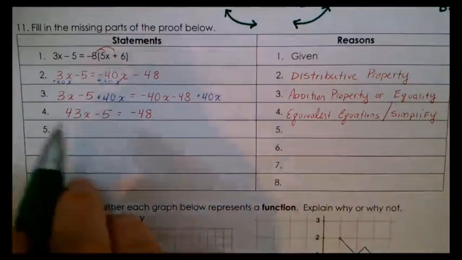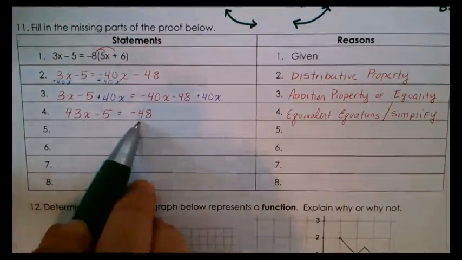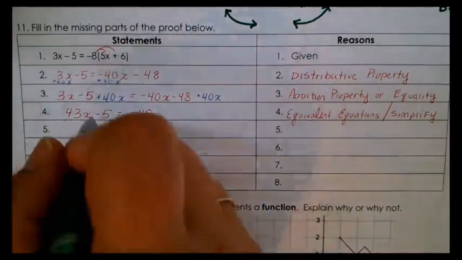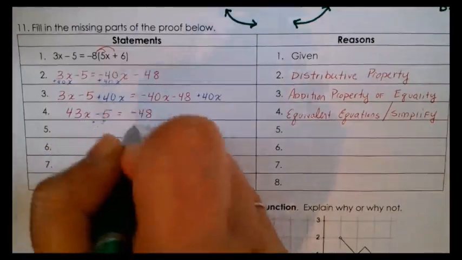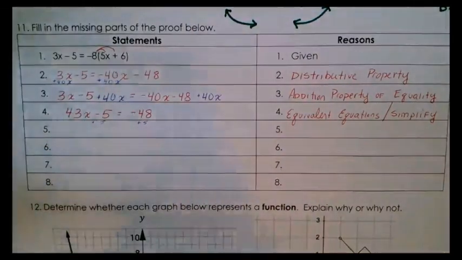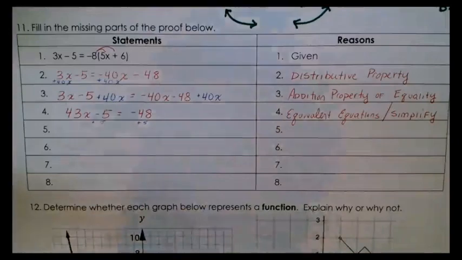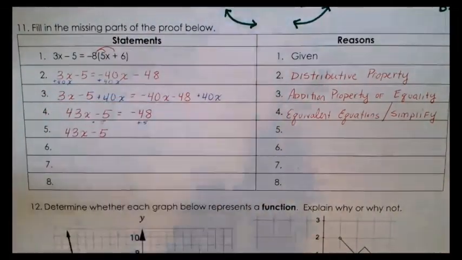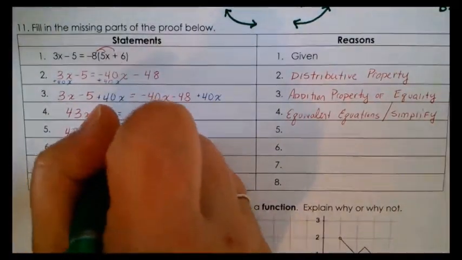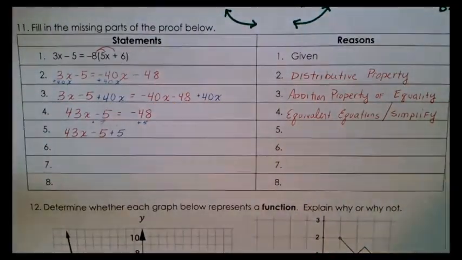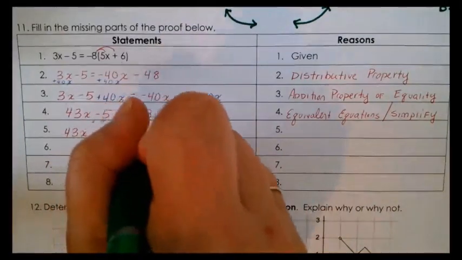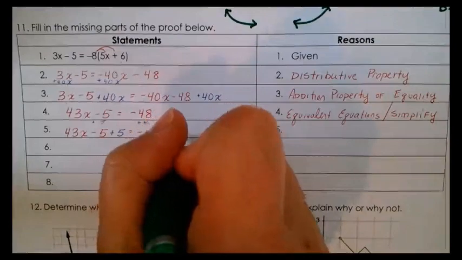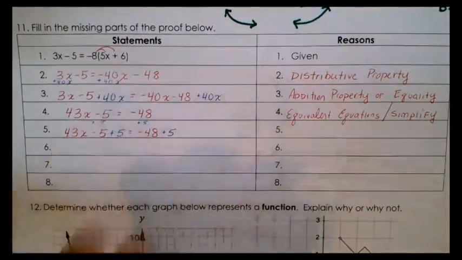Next step. Now that I have 43x minus 5 equals negative 48, I want to get rid of that negative 5. So what I want to do is I want to add 5 to both sides. But I need to write a full step for that. So I'm going to rewrite what I have right now on the left, 43x minus 5, but I'm going to add the 5 equals negative 48 plus the 5 to the right as well. Keeping the equation balanced, adding the 5 to both sides.